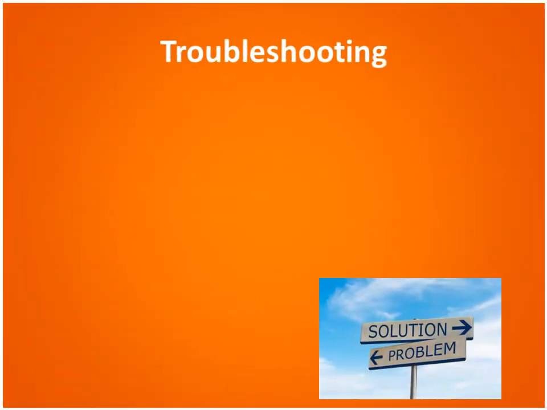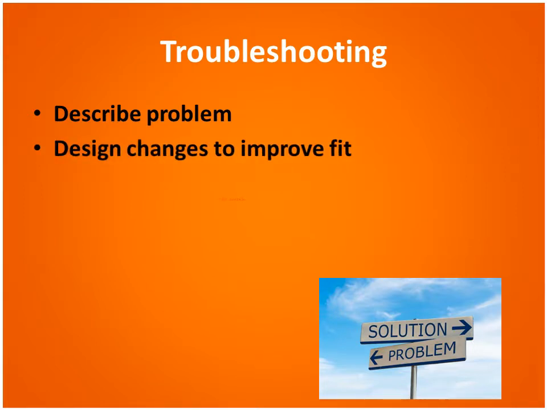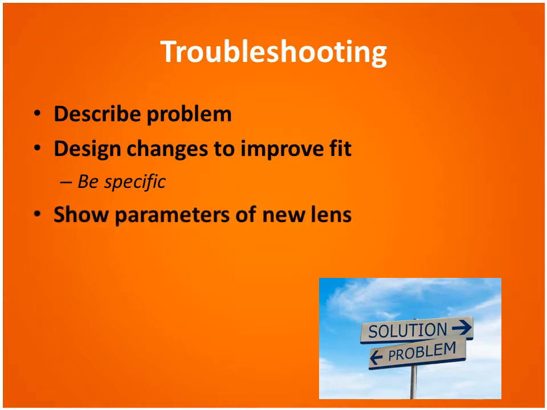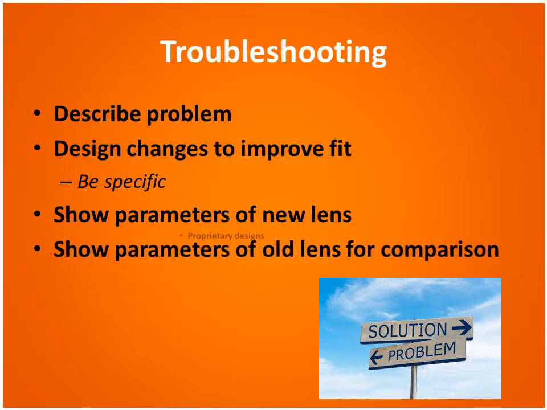Now we get to troubleshooting. What you want to do is describe the problem and then be very specific about how you're going to fix it. You're going to show the parameters of the new lens and then also the old lens so we can go back and forth and look to see what it is that they changed. If you don't do that, we have to zip back up to the old lens, and that's a little bit confusing because we have to go, okay, let's see, the diameter was this on the old lens, here on the new lens. Put them together so we can really see.